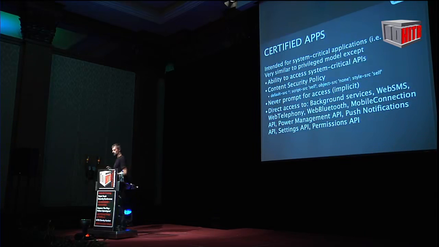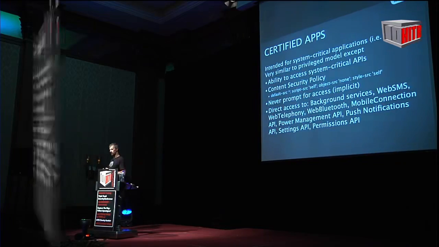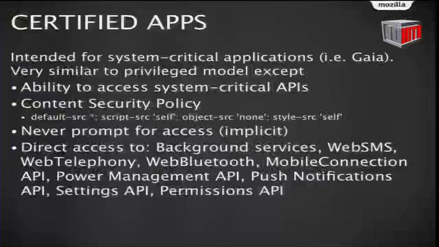So certified apps are really a very small set of apps. These are things that are essential to the operating system's correct functioning. So it's stuff like a dialer app, the SMS app, the settings app, the contacts app. These are things that need to work, and they need certain APIs in order for the device to work.